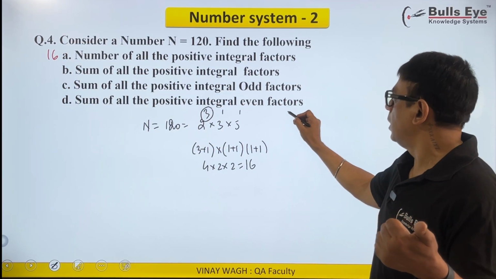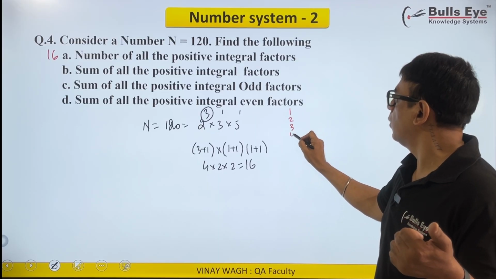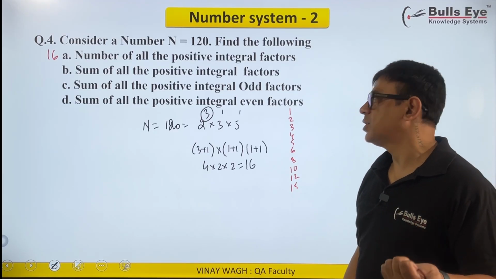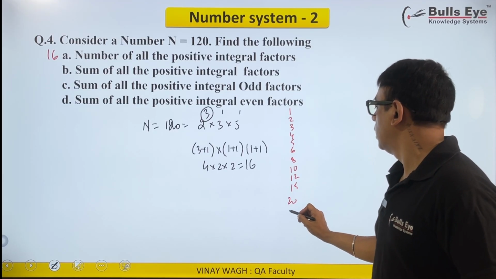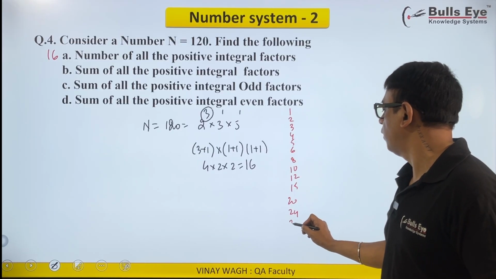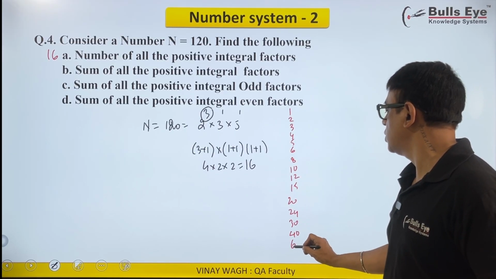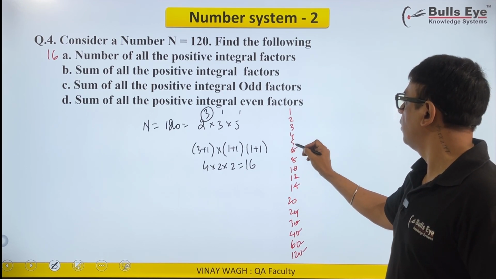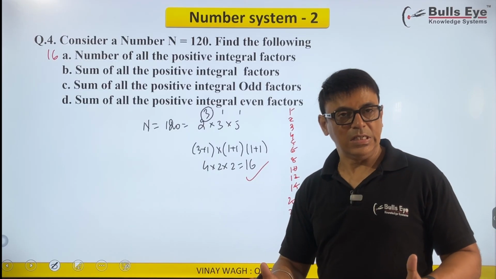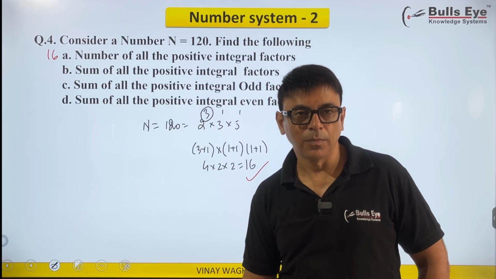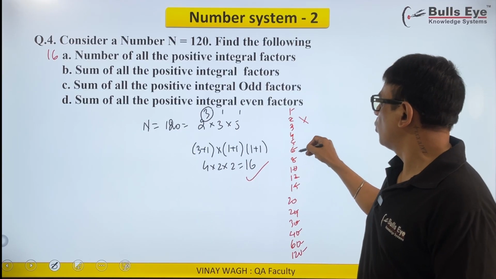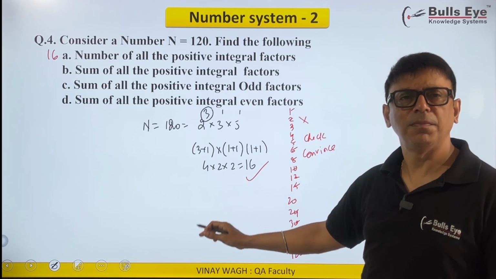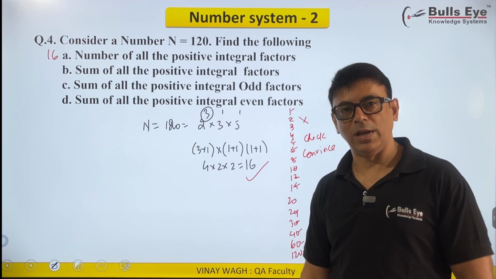A quick check, the factors of 120: 1, 2, 3, 4, 5, 6, 8, 10, 12, 15, 20, 24, 30, 40, 60, 120. 1, 2, 3, 4, 5, 6, 7, 8, 9, 10, 11, 12, 13, 14, 15, 16. 16 is the total number of factors, right? So that's one. Don't do this. This was just to check or convince you. This is much more reliable, simpler, faster, and equally accurate.